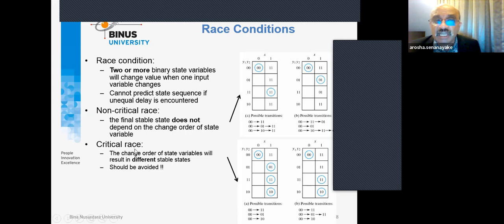But in case of a critical race, the change order of state variables will result in different stable states, which should be avoided. The change order of state variables, 0 0.